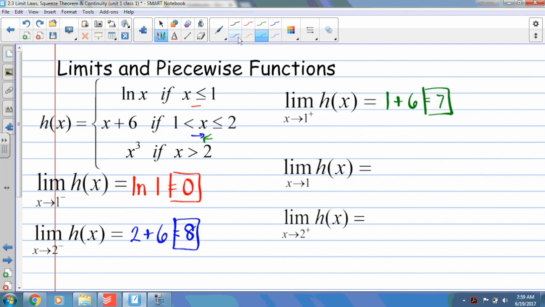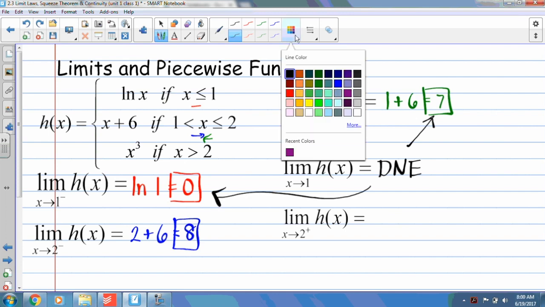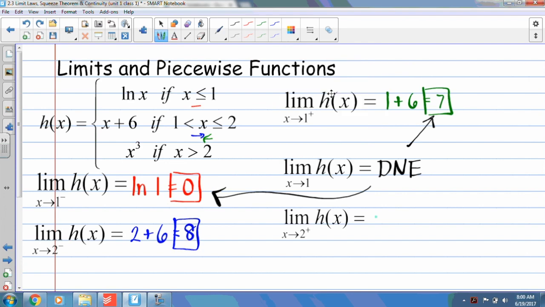My limit of 1, again, I haven't found my limit of 1 from the left, but I see, oh, I did find my limit from the left, and those two are not the same, so it does not exist. And then 2 from the right, it's going to be the values greater than 2, so I'm looking at x cubed, which is 2 cubed, which is 8. So notice I am making sure that I somehow note which function I'm using.